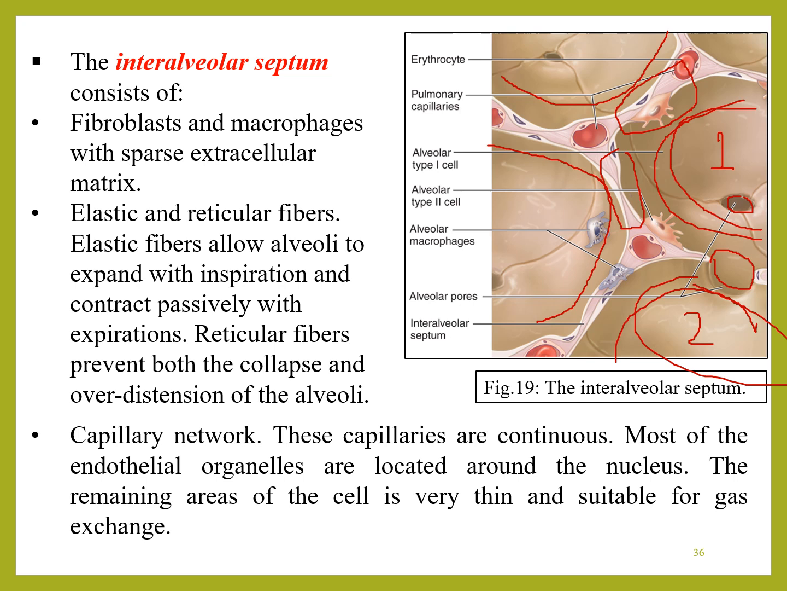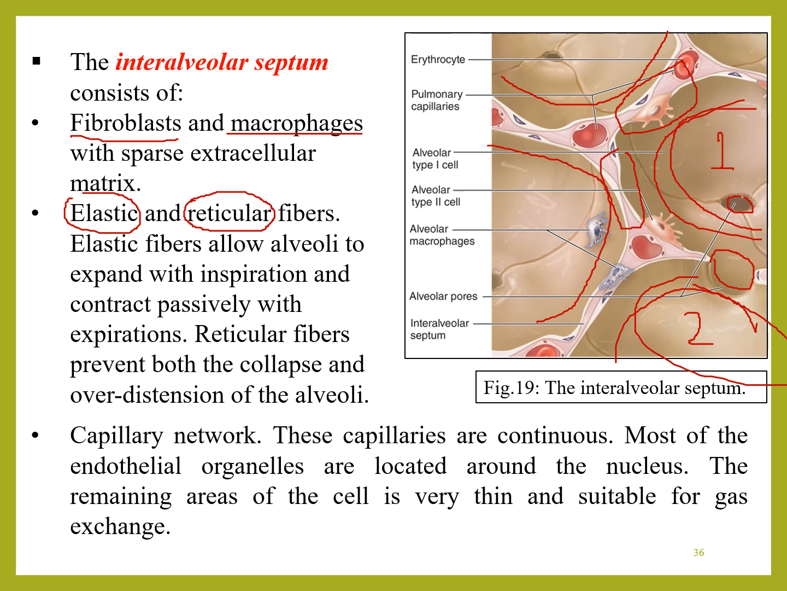Now, the interalveolar septum contains fibroblasts and macrophages. The extracellular matrix is sparse, not too much, but very importantly, we have elastic and reticular fibers. Now, expansion of the alveoli during inspiration is an active process. So we have contraction of muscles that lead to the movement of the air from the outside to the inside of the lung. This will cause expansion of the alveoli. Because the alveoli are surrounded by elastic fibers, we will have a passive recoil of the alveoli, so they will return back to their normal size after being expanded, and this will help push the air to the outside again in the process of expiration.